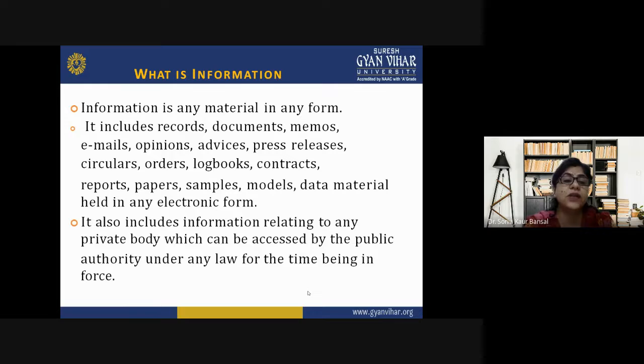That is called information. It also includes information relating to any private body which can be accessed by the public authority under any law for the time being in force. So, this is how information is working.